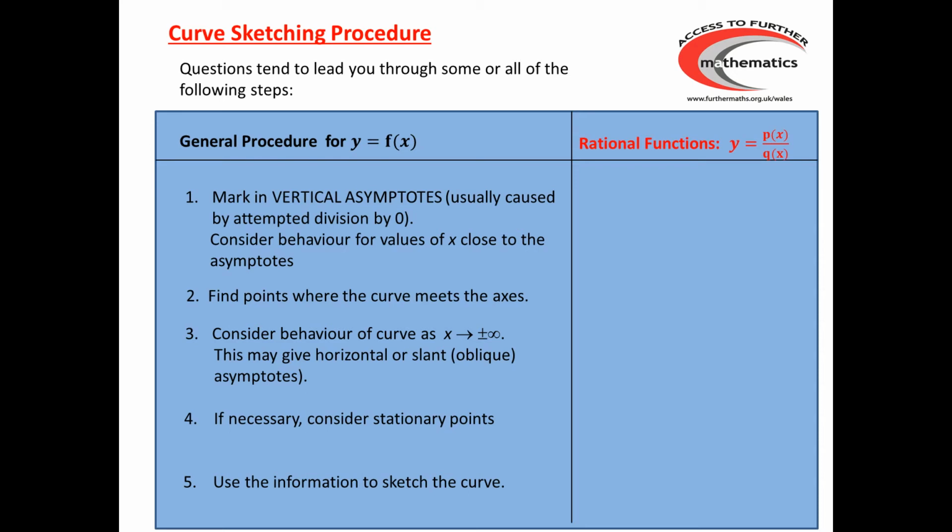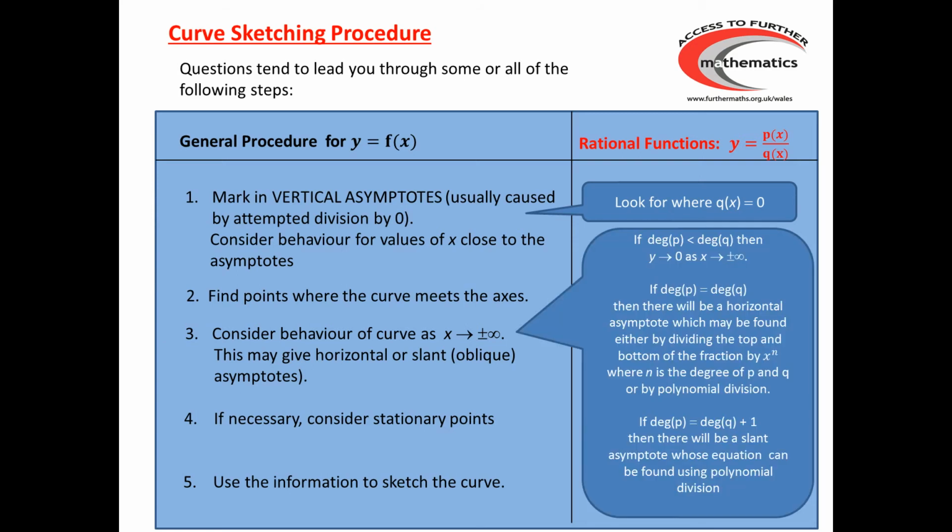In the case of a rational function, y equals p of x divided by q of x, where p and q are both polynomials, the important thing is to notice that first of all, the vertical asymptotes will be caused by places where q of x is equal to 0, and then the other asymptotes are a result of the behaviour as x tends to plus or minus infinity.